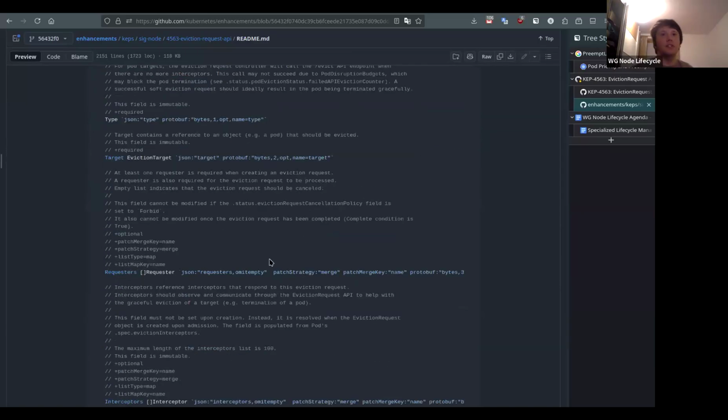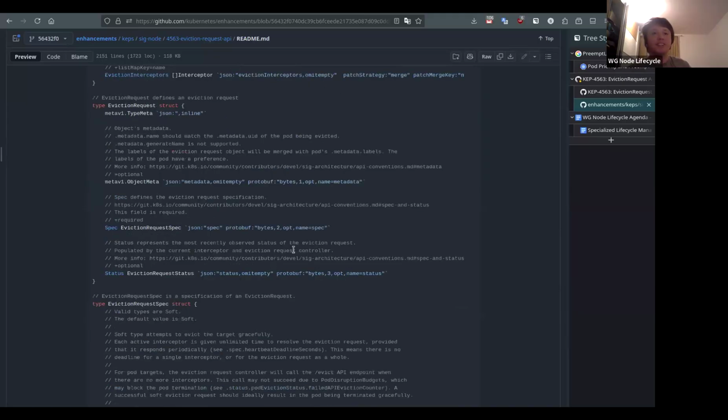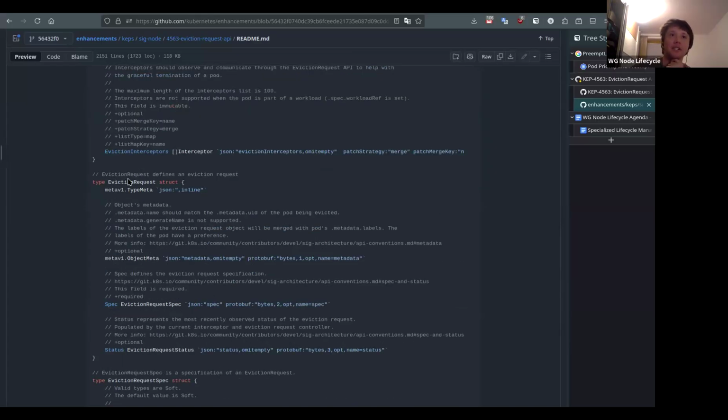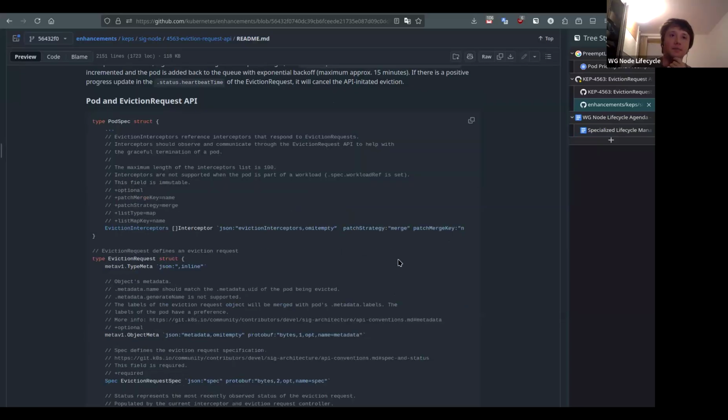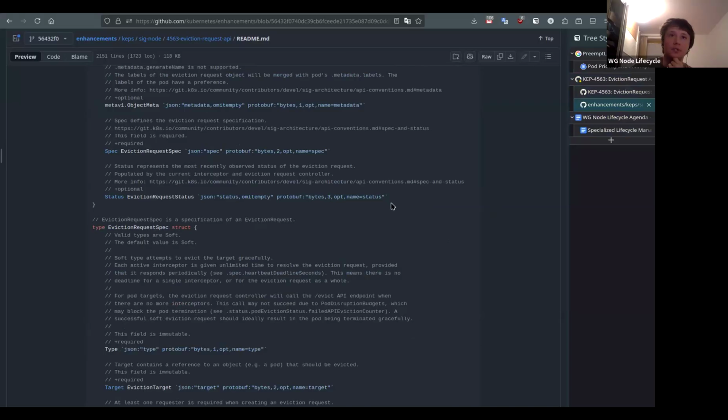Okay, I guess this is mostly important for SIG scheduling because they own the scheduling bits and the preemption. So they are interested in that. I will add this section about the preemption to the cap as well, and we will discuss it in SIG scheduling. So if you are interested, please join there as well. Yeah, so this is mostly it.